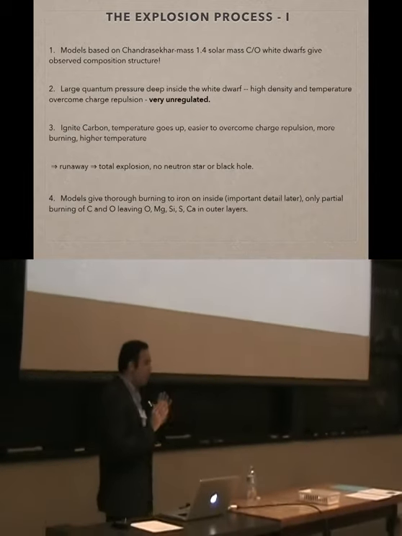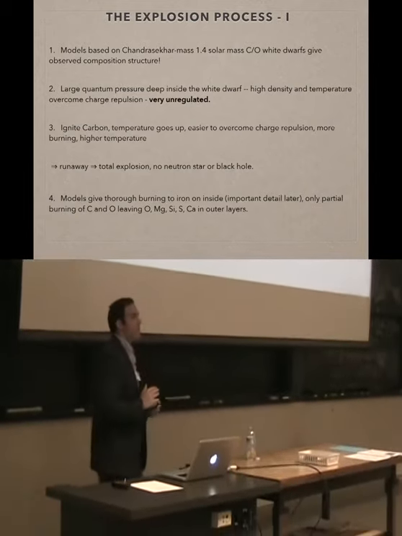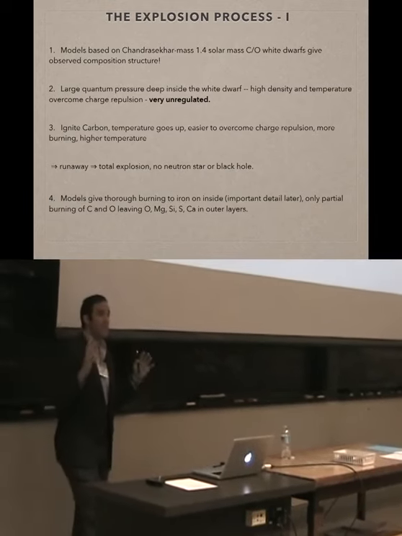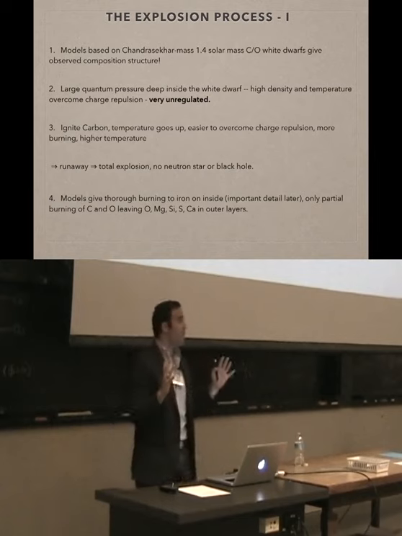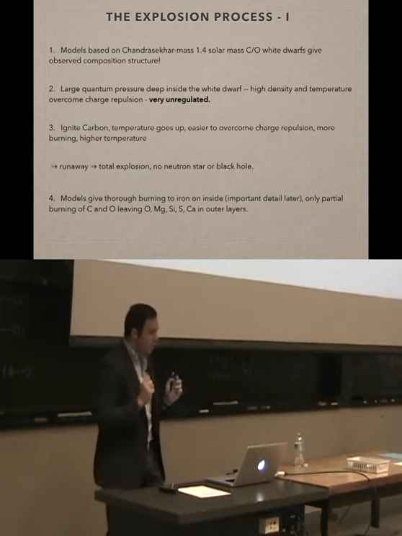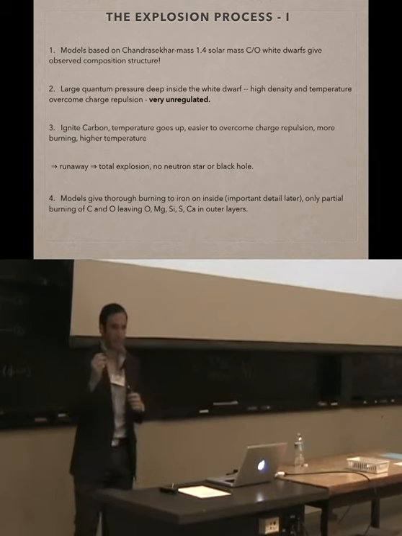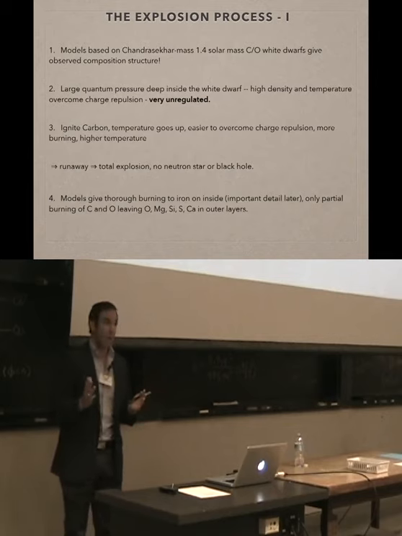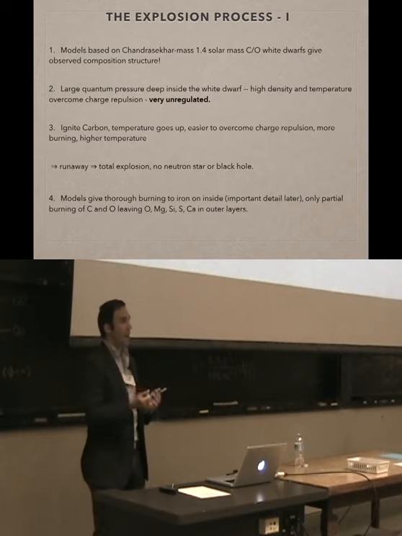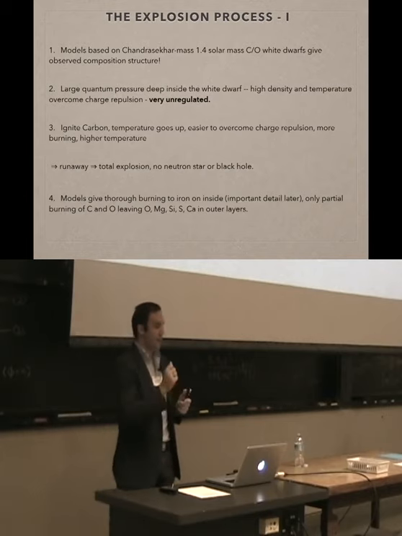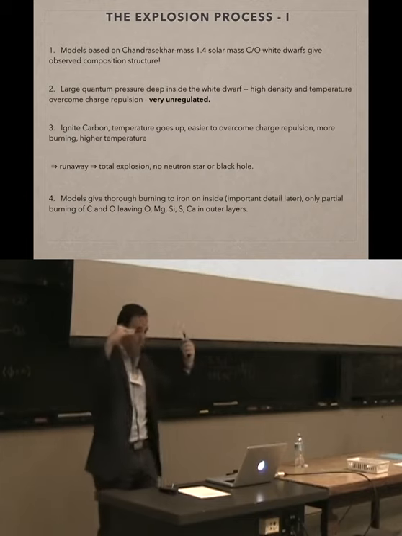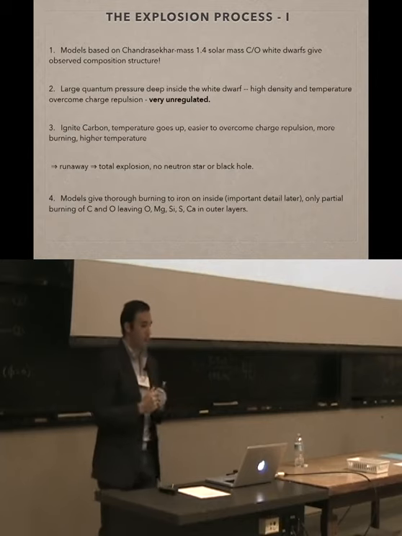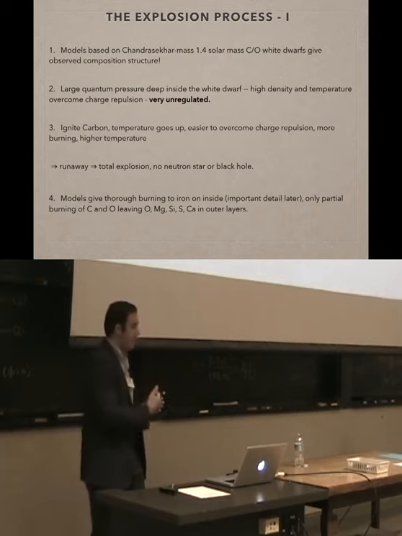Now, let's talk a little bit more about the explosion process. Once you've made the white dwarf, once it's reaching this very critical 1.4 Chandrasekhar mass limit, what's really going on? Well, as I said before, white dwarfs are supported by quantum pressure, which tends to be very unregulated if you change it or tweak it a little bit. So the deeper you go in the white dwarf, the larger the pressure, the larger the quantum pressure, the higher the density, the higher the temperature.